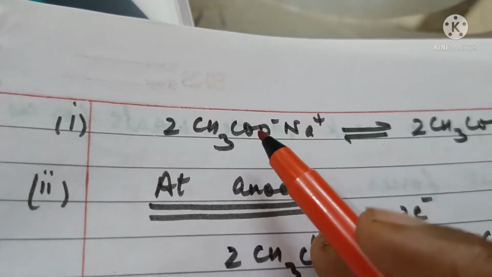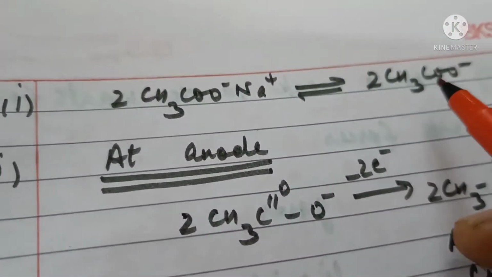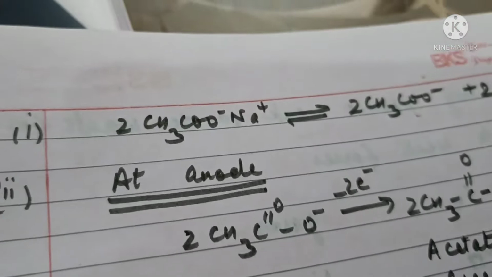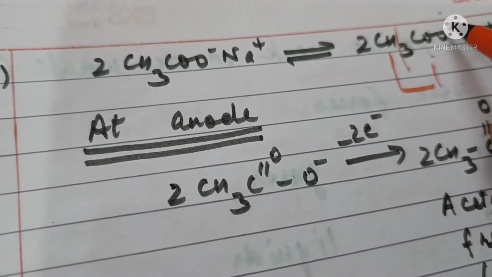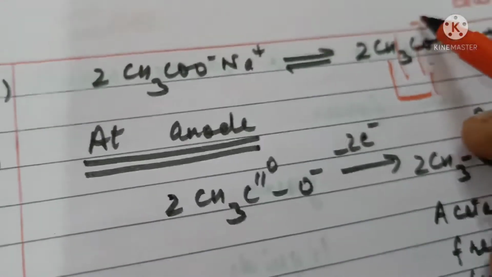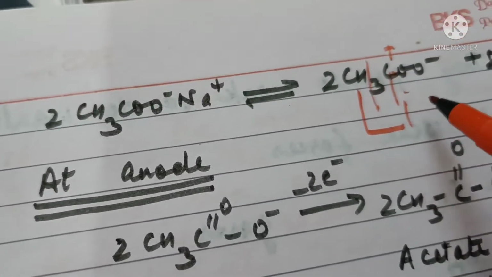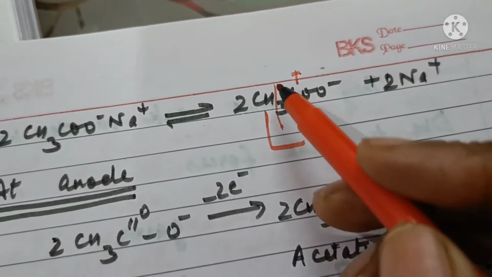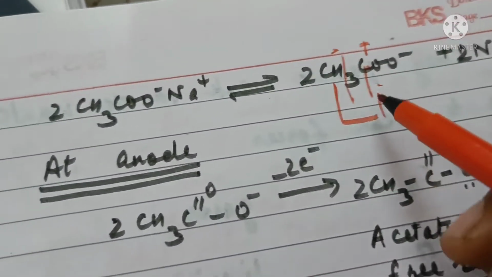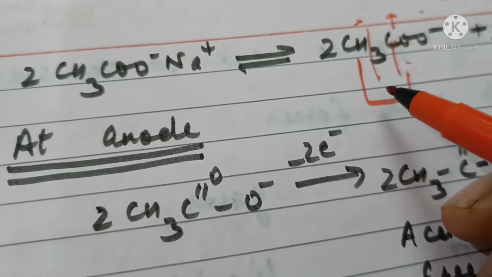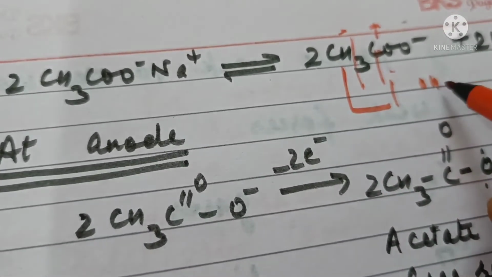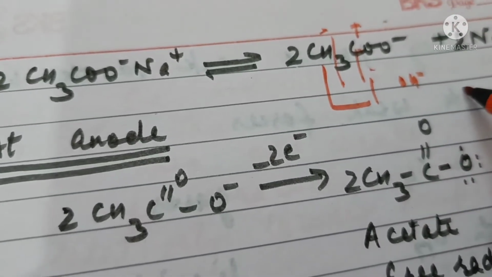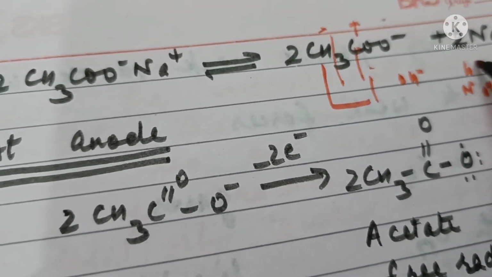So on passing current, the sodium acetate will break up into its ions, acetate ions and sodium ions. Now in an electrolytic tank, negatively charged ions will go to the positively charged terminal, whereas the positively charged ions will go to the negatively charged terminal. As it is an aqueous solution, we have 2 negative ions, OH negative and acetate ions, and 2 positive ions, Na positive and H positive ions.